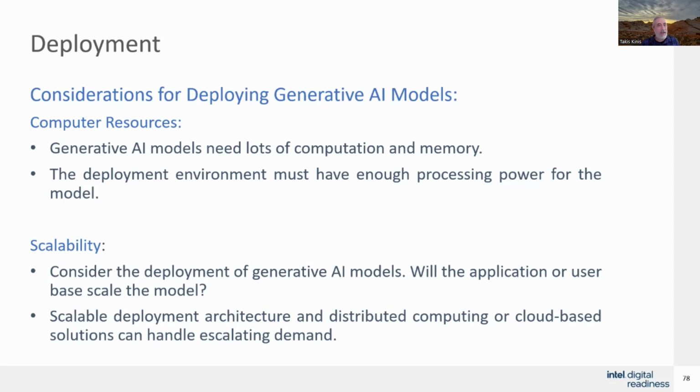Our home computers typically are not going to be enough to do it. You do have to look at your computer resources, lots of computation and memory, enough processing power. We were talking about this. And then when you're deploying AI models, will the application or user base scale the model? So in other words, if you're loading it on your machine and then the model gets improved, do you get the upgrade? Or if it's in the cloud, it's upgraded all the time. You don't even see that stuff.